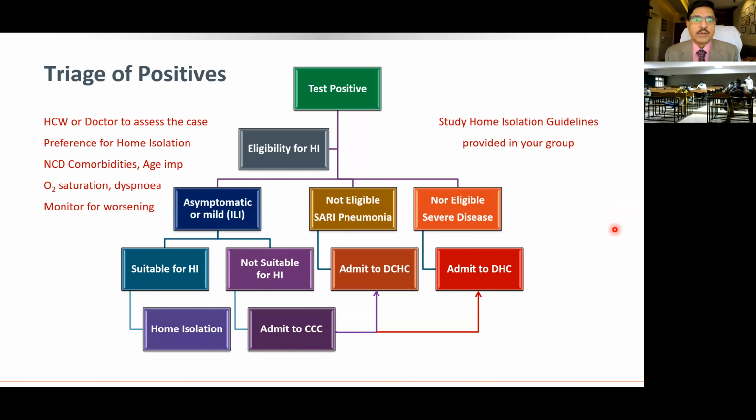In addition to that, people who are desaturating, whose oxygen saturation is getting less, who are becoming sick, and for whom monitoring is required for worsening of the disease, they are required to be admitted. So you understand who is eligible for home isolation. Home isolation is for people who are test positive.